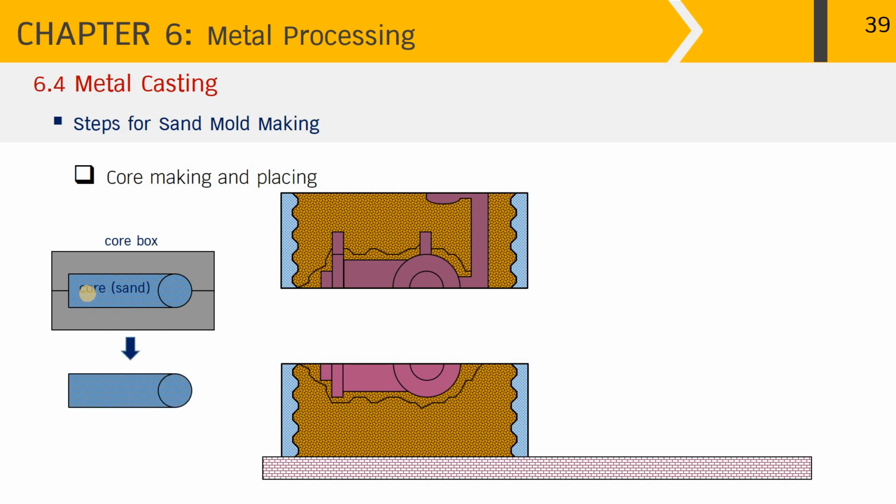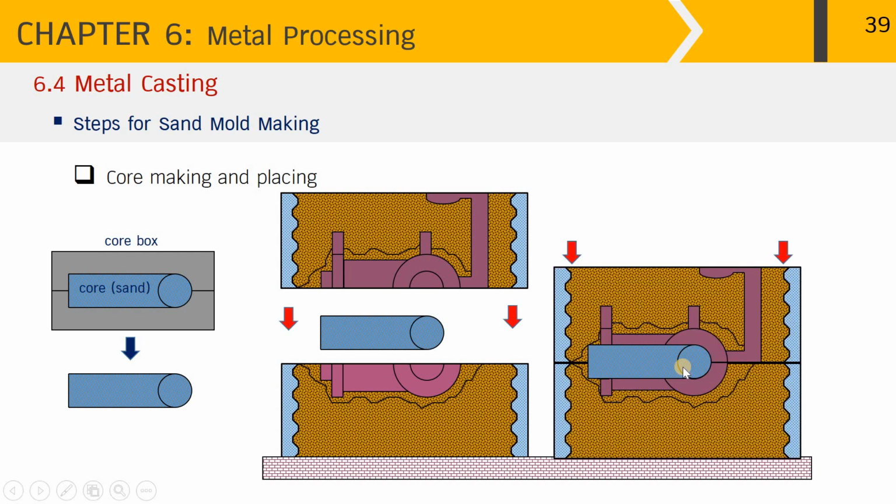After making the core sand, take it out and then place it into the location that is wanted to be hollow, right here as you can see from the picture. Then place the cope face down onto the top of the drag as you can see over here. And now we are ready for casting of the molten metal.